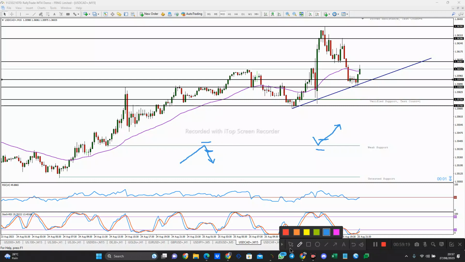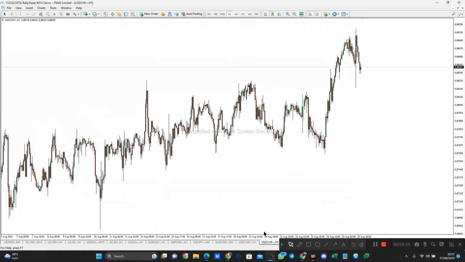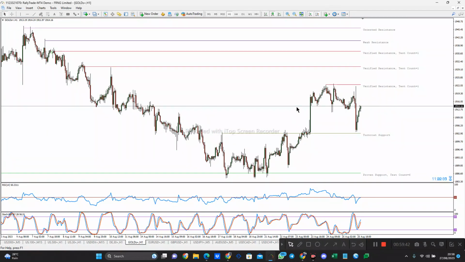So that is my take for this USD CAD, right? This is USD CAD. Okay. What else? Let's look at USD CHF. Should we look at gold? So gold is like my last.